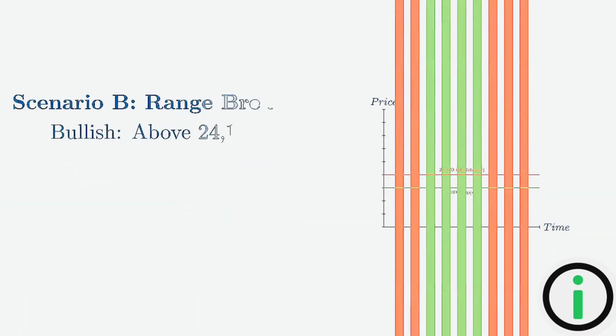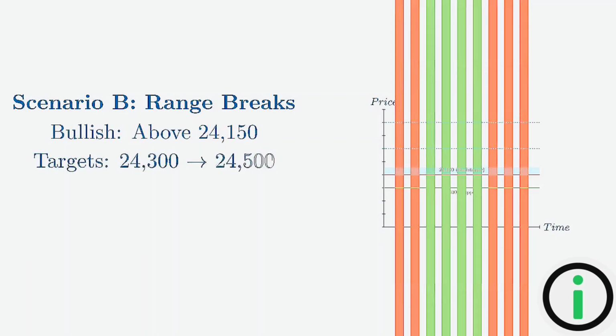Scenario B is the breakout scenario. For a bullish break, we need a daily close above the 24,100 to 24,150 zone, accompanied by continued call unwinding at those higher strikes. This would target 24,300 and then 24,500.